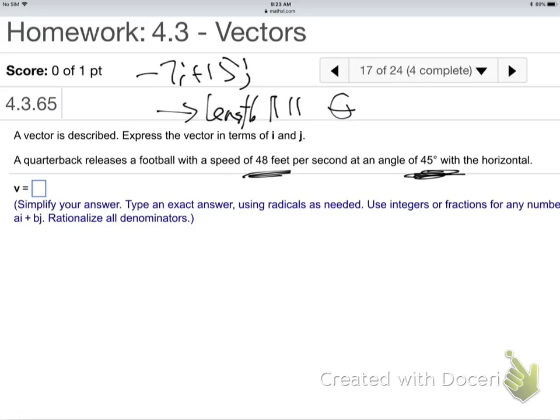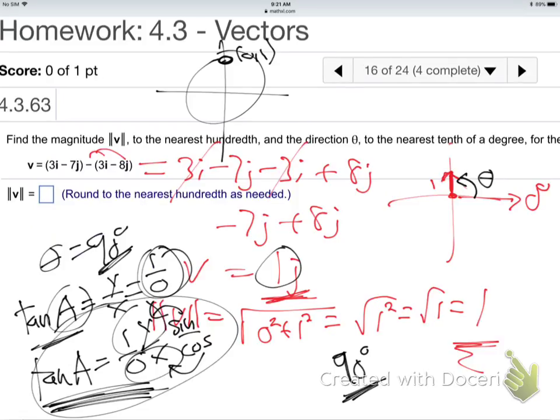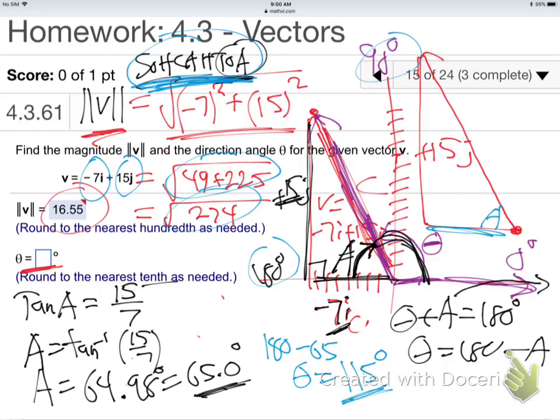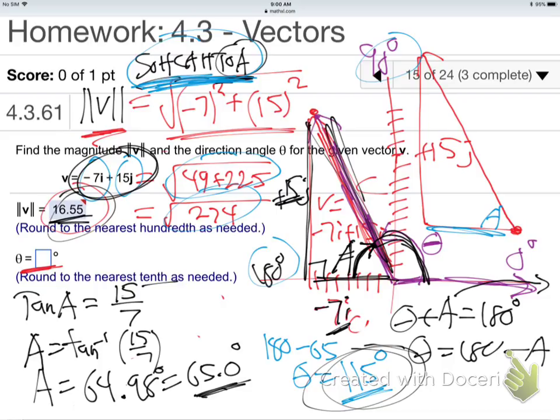Like I could say 1 and uno. I'm saying the same number in two languages, aren't I? I could say, back over here, minus 7i plus 15j. That's this vector. Or I could say 16.55 long at an angle of 115 degrees. Same vector. Two different languages to talk vector, right? We could do it with i and j. We could do it with angle and length.